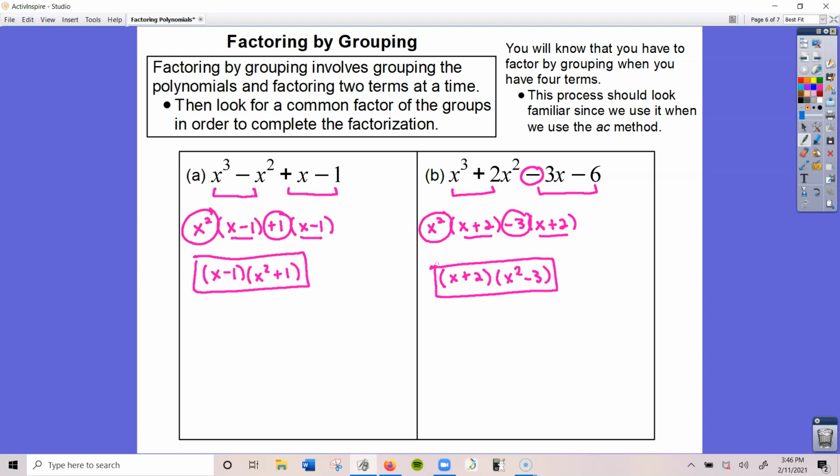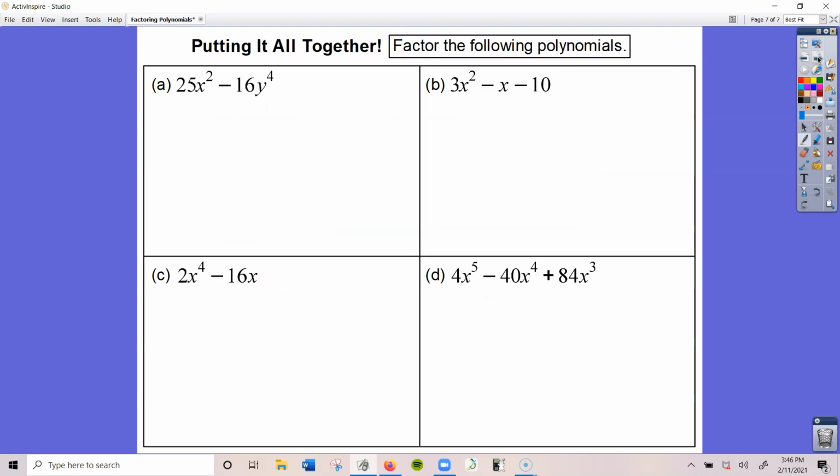Now that we've learned all of these factoring techniques, we're going to put this all together and just do a series of problems. For this first one here, the first thing you should notice is you only have 2 terms. It is subtraction. 25 is a perfect square along with x squared, and 16 is a perfect square along with y to the 4th. So this is a difference of squares.